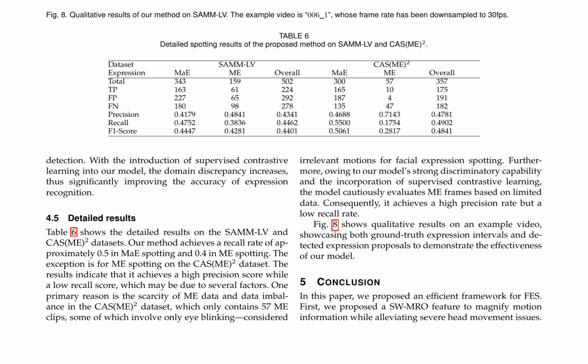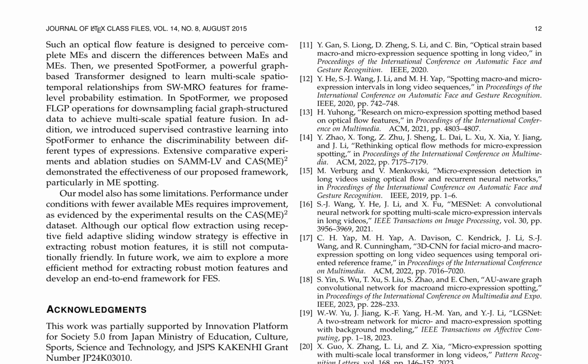In SpotFormer, they propose FLGP operations for downsampling facial graph structured data to achieve multi-scale spatial feature fusion. Additionally, supervised contrastive learning is integrated into SpotFormer to enhance the discriminability between different types of expressions. The proposed framework is evaluated on the SAMM-LV and CAS(ME)2 datasets, demonstrating its effectiveness in micro-expression spotting.